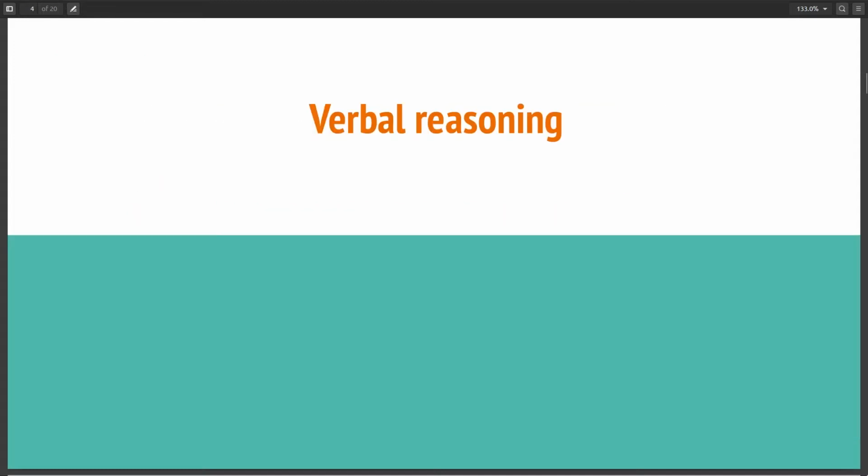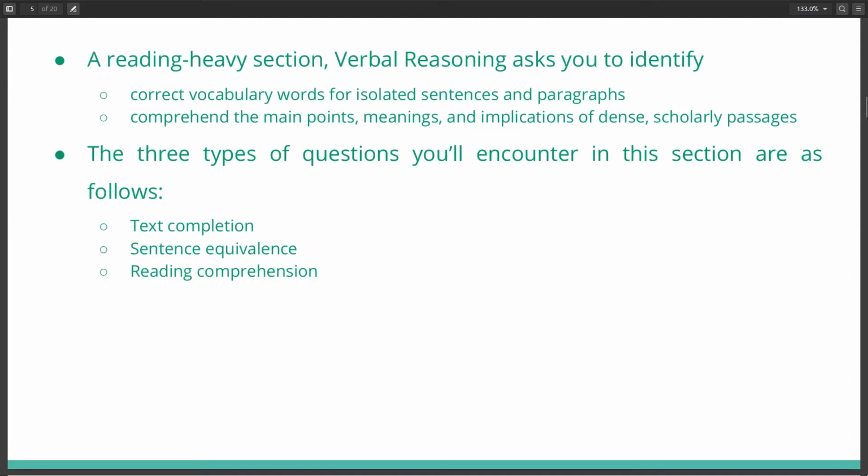Okay, so now let's talk about the verbal reasoning section. This is a reading heavy section, and it can ask you to verify a number of things. Some of them are, for example, you will have to identify the correct vocabulary words for isolated sentences or paragraphs. You might also have to comprehend the main points, the meanings, or the implications of dense passages. These passages will be graduate level and they won't be very simple.